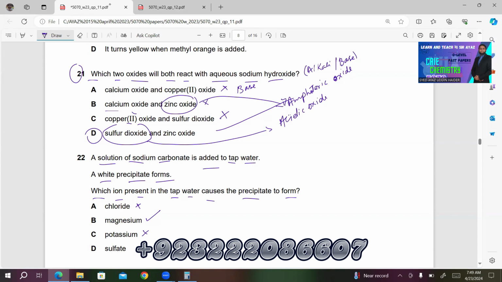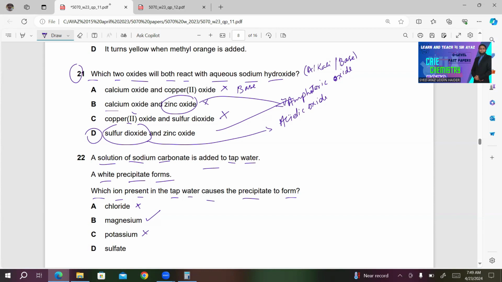D, sulfate. Sulfate is also not possible because it's insoluble. It's not found in the tap water. We usually have magnesium ion or sodium ion in the tap water. So B must be the right answer.